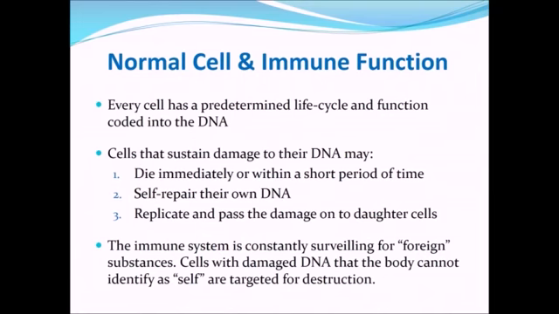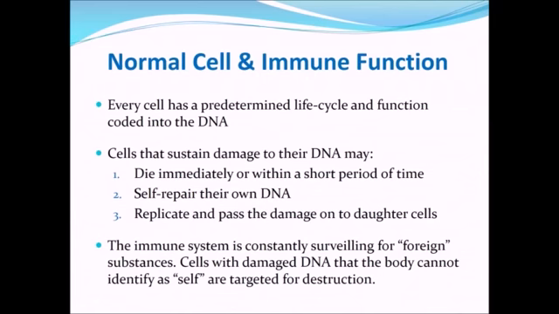When you have a cell that sustains damage to its DNA, maybe from UV rays or some other carcinogen, a couple things may happen. First of all, if the damage is so severe, that cell can die immediately or within a short period of time, so the damage is kind of self-contained. The other thing that can happen is the cell can self-repair its own DNA. That happens quite a bit in our body. The third potential thing is that damage in that cell can be replicated, and that damage is then passed on to the daughter cells, and this process continues.